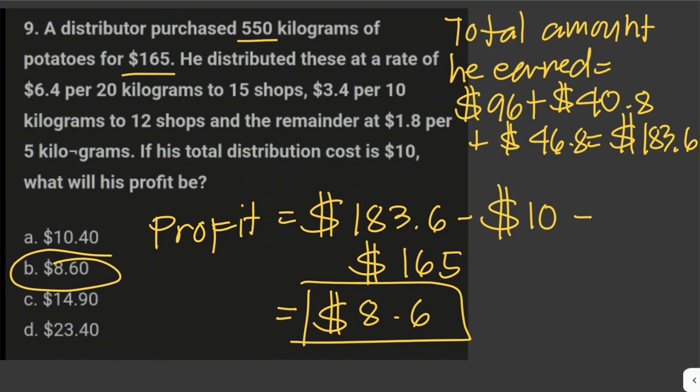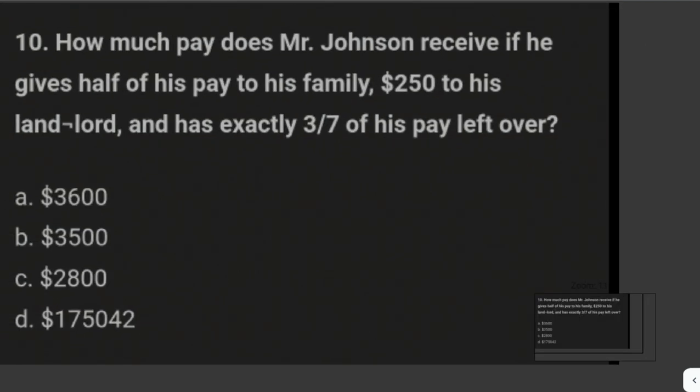Right, let's solve another problem. How much pay does Mr. Johnson receive if he gives half of his pay to his family, $250 to his landlord, and has exactly 3/7 of his pay left over?